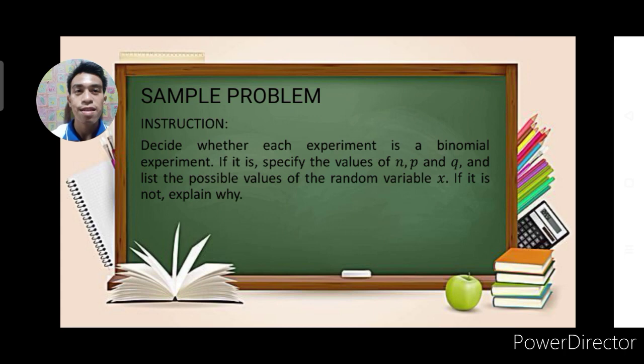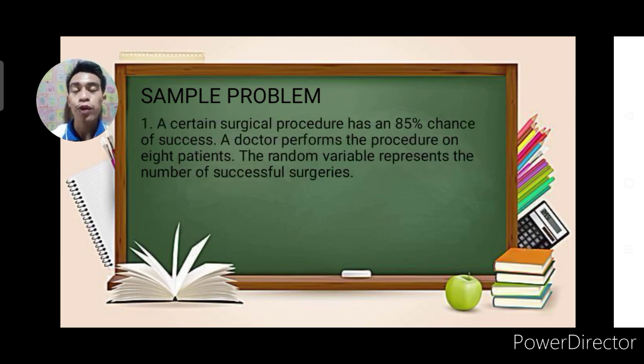We have here a sample problem and the instruction is: decide whether each experiment is a binomial experiment. If it is, specify the values of n, p, and q and list the possible values of the random variable x. If it is not, then explain why. Our first sample problem: a certain surgical procedure has an 85% chance of success. A doctor performs the procedure on 8 patients. The random variable represents the number of successful surgeries.